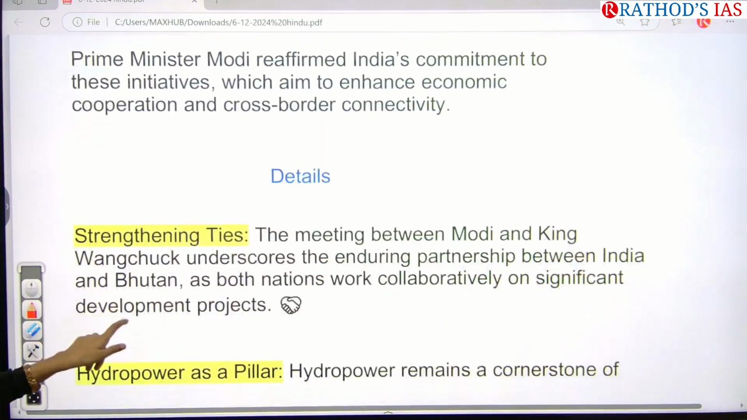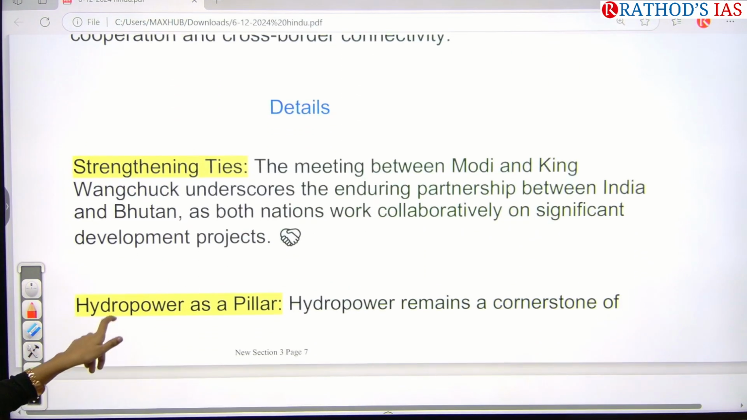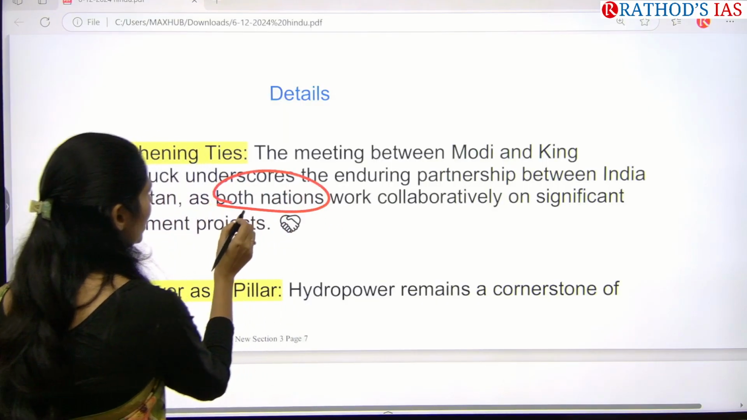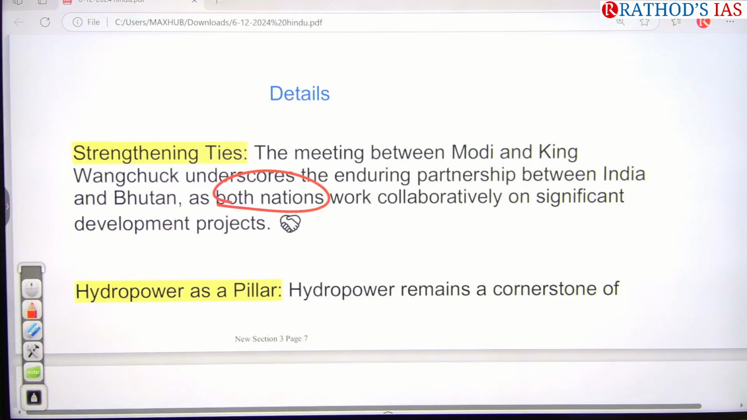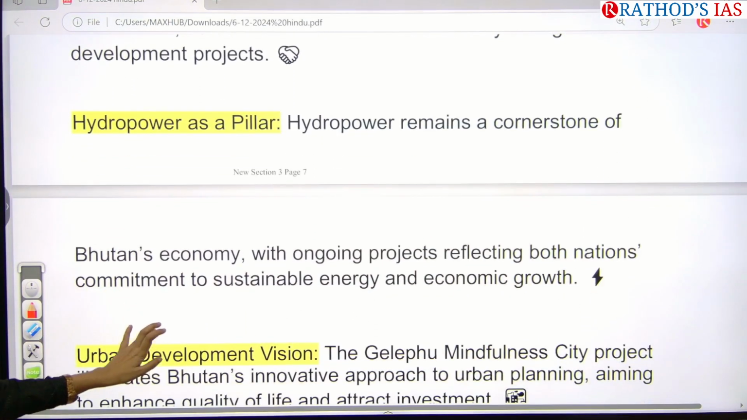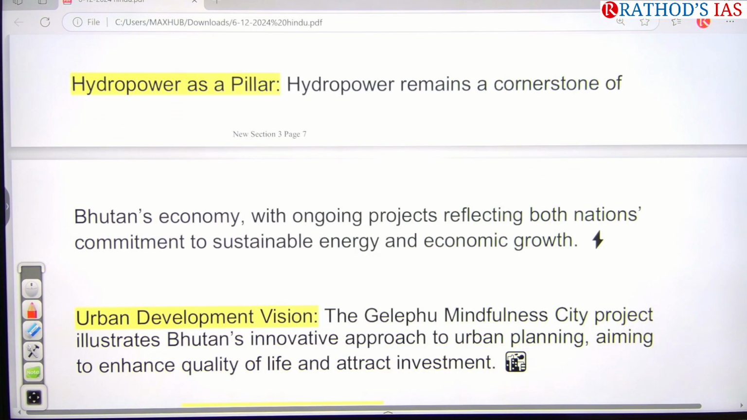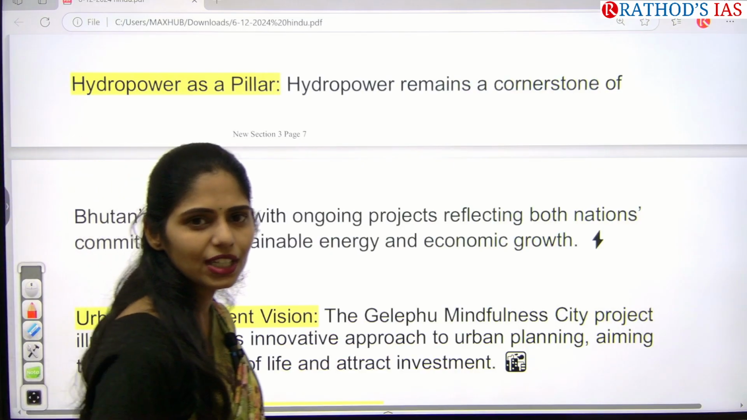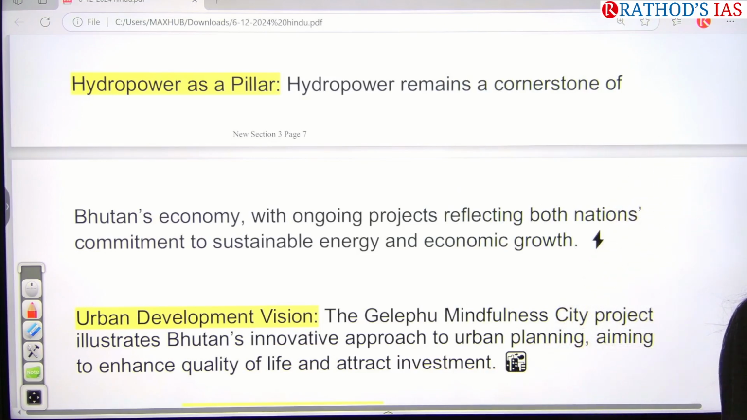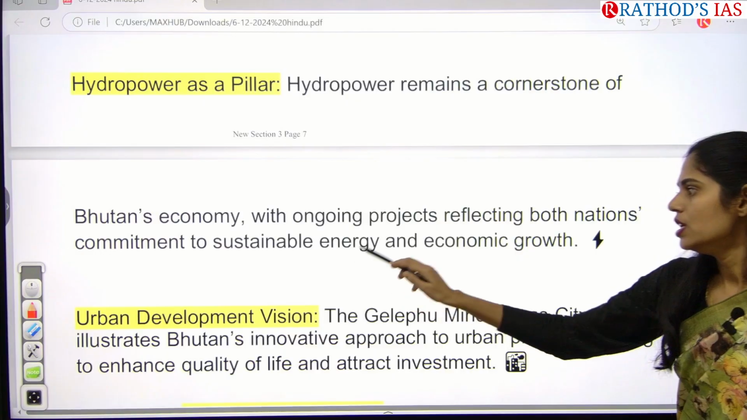This meeting between the King and our Prime Minister shows that we have a good partnership between India and Bhutan, and now both nations work collaboratively on significant development projects. The next one here is hydropower. It remains a cornerstone of Bhutan's economy. Whenever we help Bhutan in purchasing hydropower and developing hydropower projects in Bhutan, it will be very helpful for its commitment to sustainable energy.